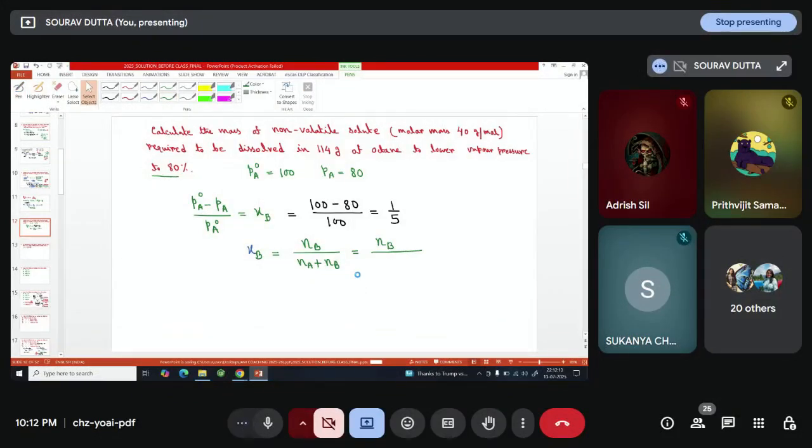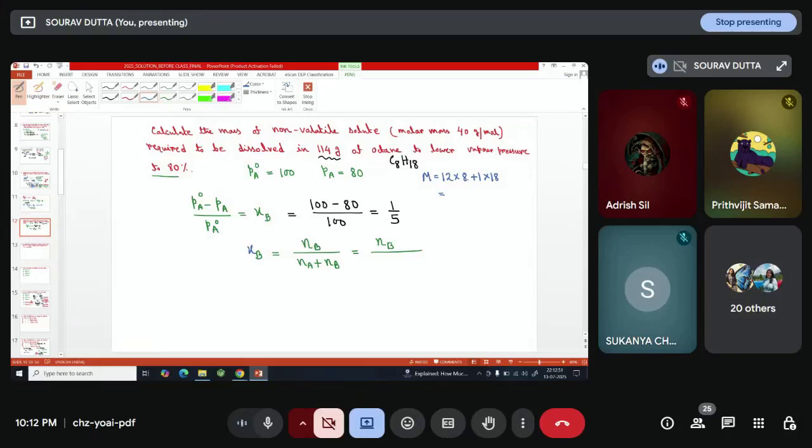How? We know mole means mass by molar mass. Your mass is given, 114 gram of octane. Your solvent is basically octane. Octane means C8H18. This is your octane molecular formula, so you can easily get the corresponding molar mass. So molar mass is 12 into 8, 1 into 18.